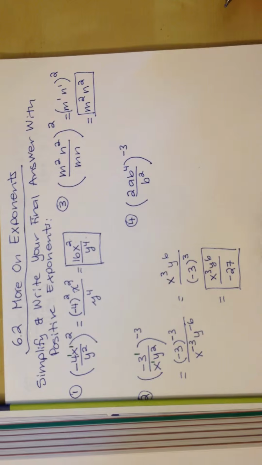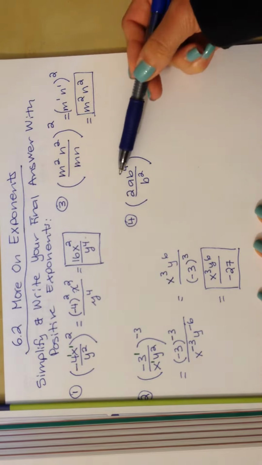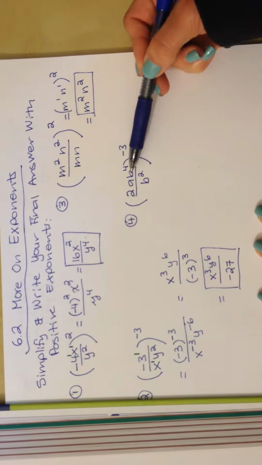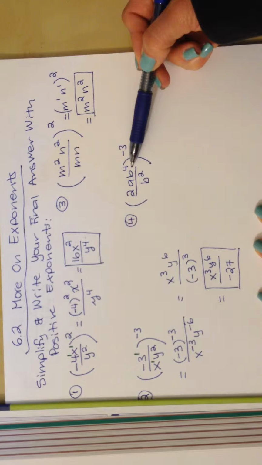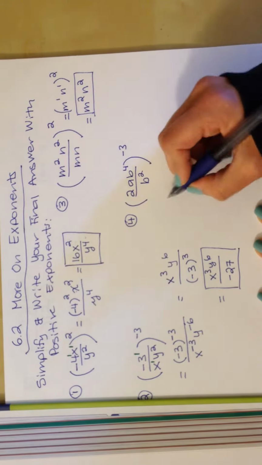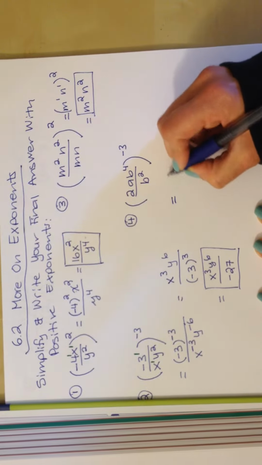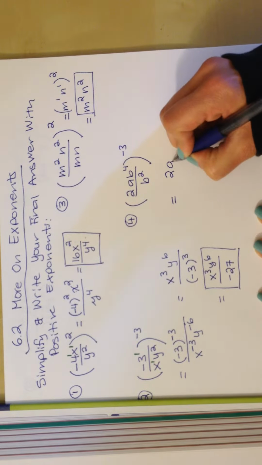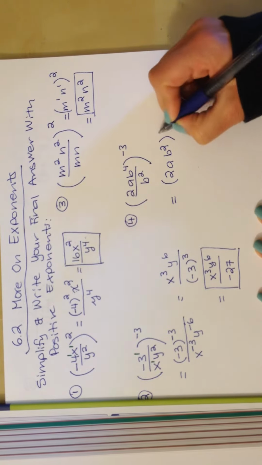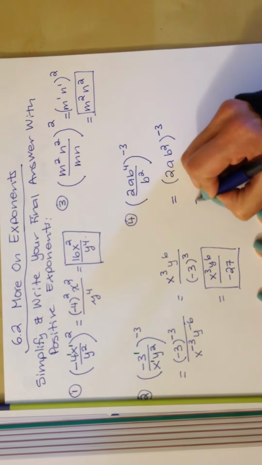Number 4, I look inside here and I look at my fraction and I can reduce the fraction. We can use the quotient rule for the b. We have b to the 4th and b squared. You can subtract those exponents. So that gives us 2ab squared raised to the negative 3 power.